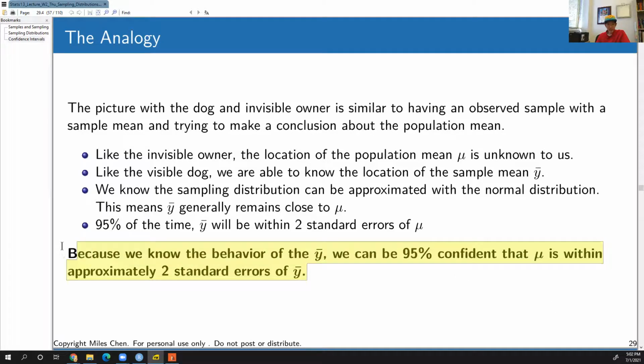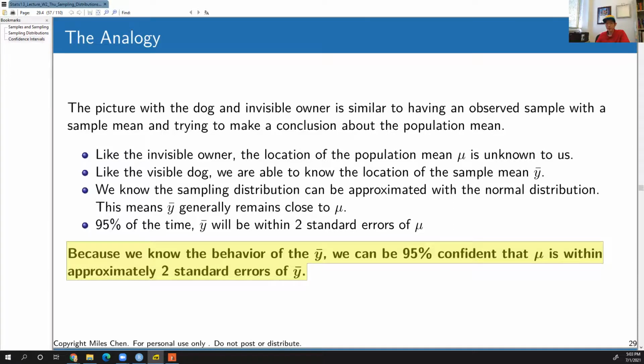So I hope this statement is okay, that because we know the behavior of y bar from when we talked about sampling distributions, when we see some value for the sample mean, when we say the mean of my sample of 30 butterflies or of 16 butterflies is 30 square centimeters, we can be 95% confident that the mean of the population is within 2 standard errors of y bar.